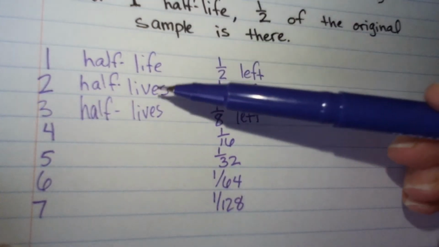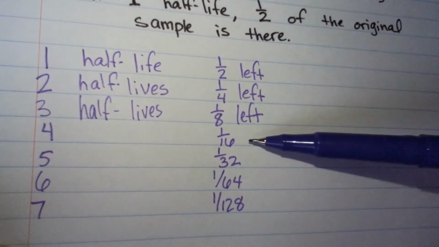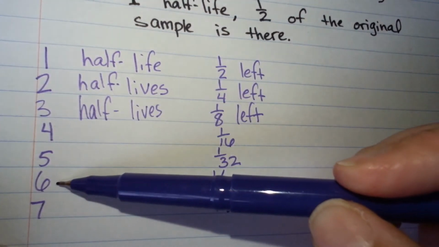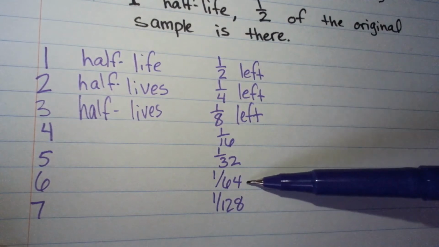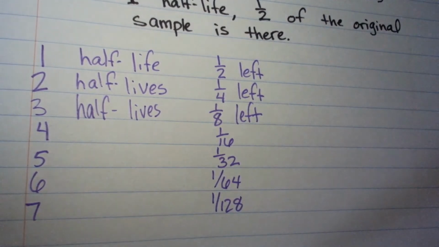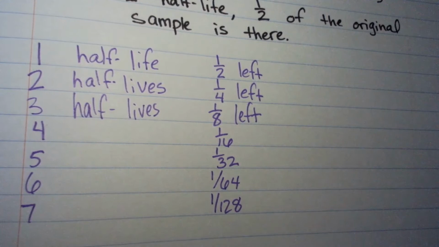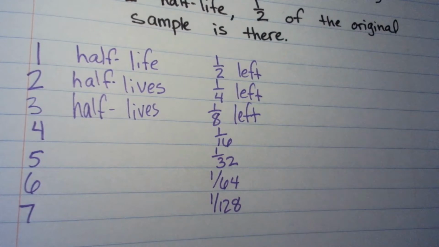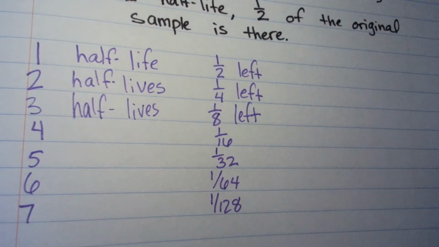So whatever my original sample is, if I know that there have been 4 half-lives, I know that I have 1/16 left. If I know that there have been 6 half-lives, I know that there will be 1/64 left. Okay. So that's a simple breakdown of what we're looking at with half-life.